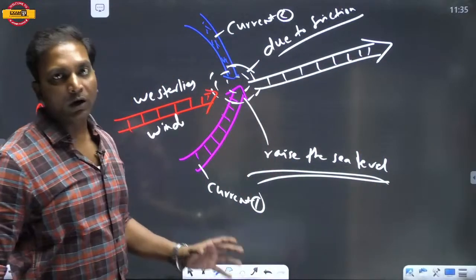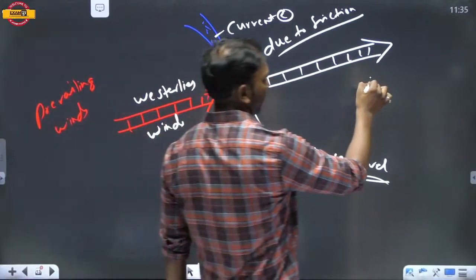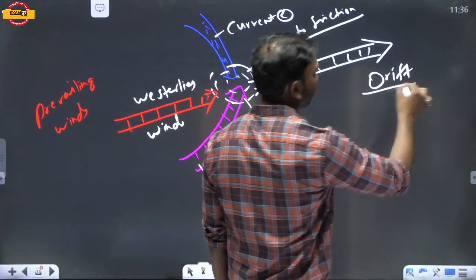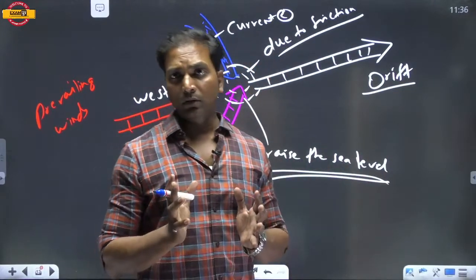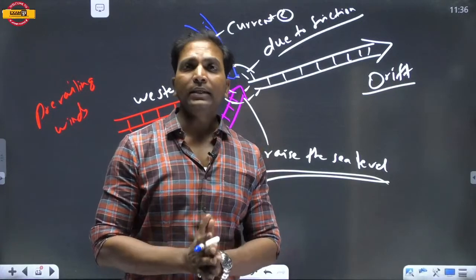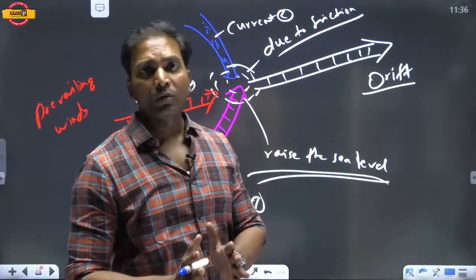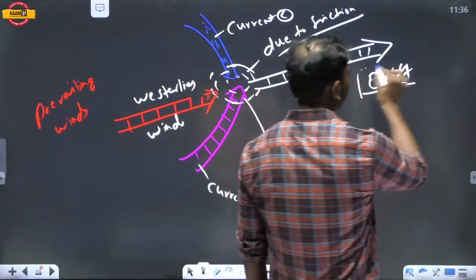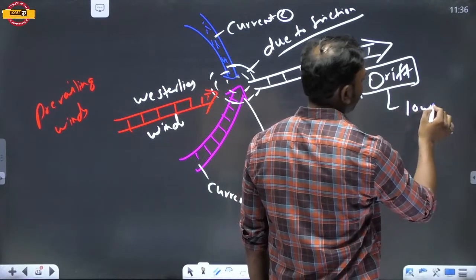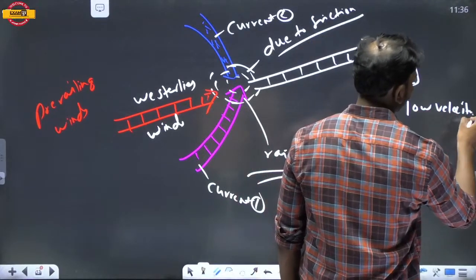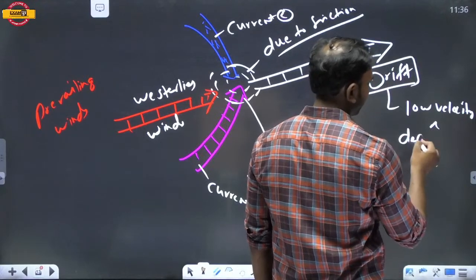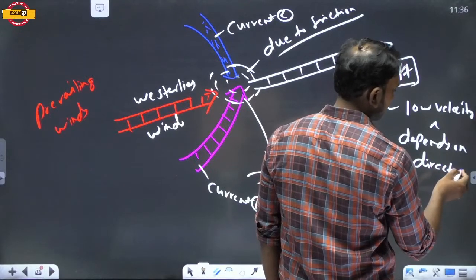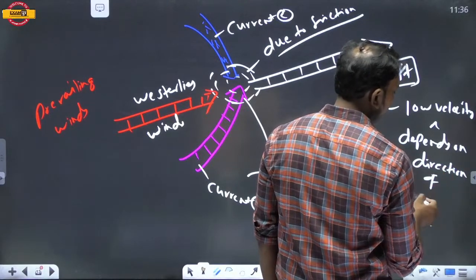And the new current will form here, and it is called the drift. These are called the drift. Why is it called the drift? Because of the low velocity, and it depends on the direction of winds. So it is so called the drift, having low velocity and depends on the direction of winds.